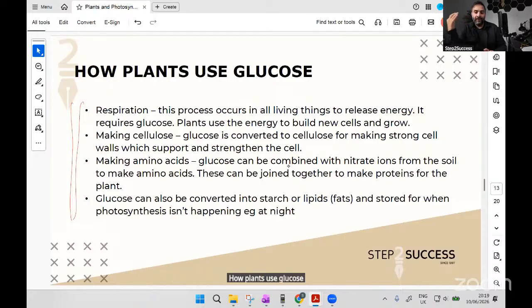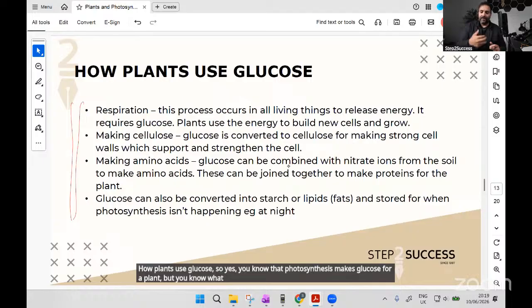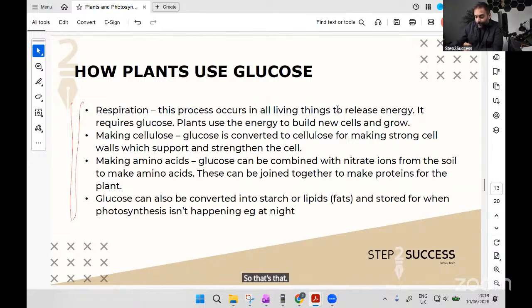So yes, you know that photosynthesis makes glucose for a plant, but you need to know what it then uses it for, because it's a very common question, worth like 3 or 4 marks usually. Why do they use it? So the simplest answer is because they respire, and that respiration releases energy. But then there's other answers which sometimes are less obvious.